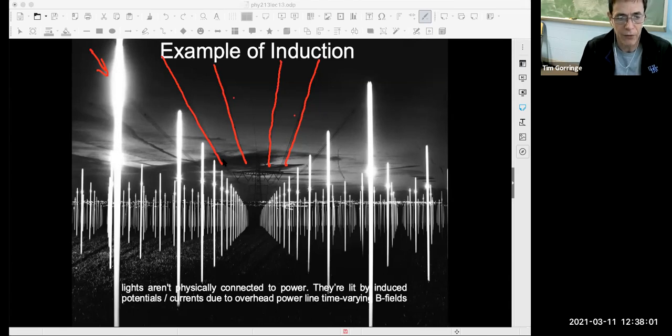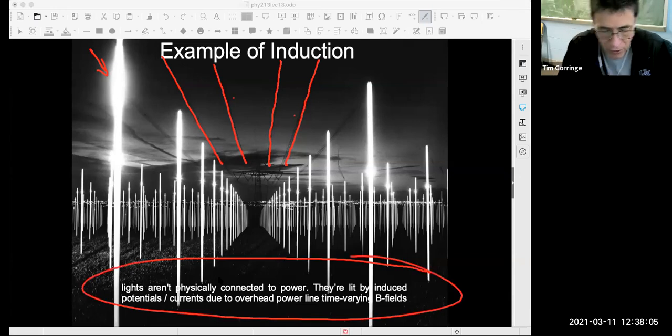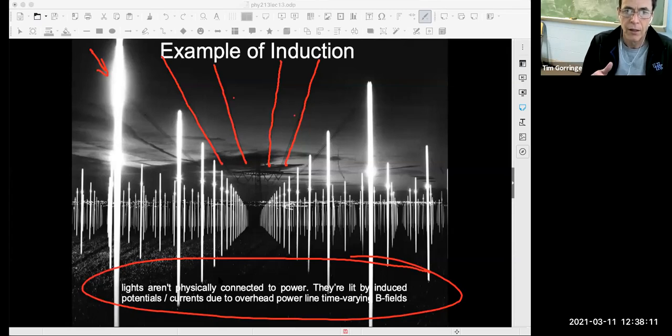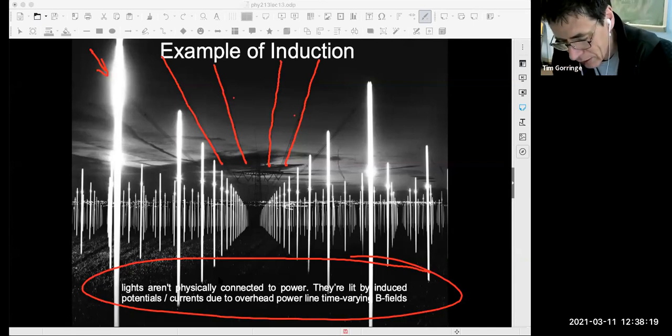And so it's a powerful demonstration. These lights are not, as I say here, connected to a physical power supply, but rather they're being lit by the phenomena of induction. They're being lit by being immersed in a time-varying, time-changing magnetic field. It's an incredible effect.